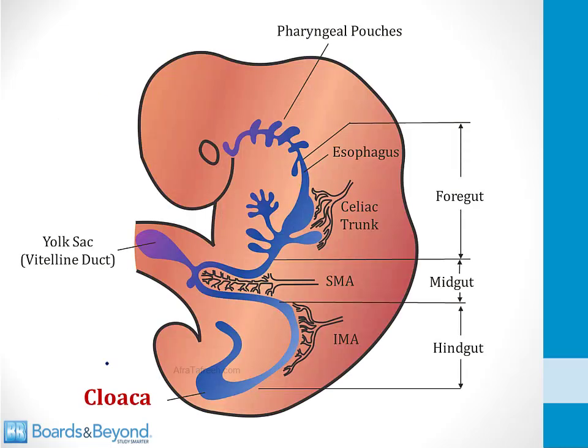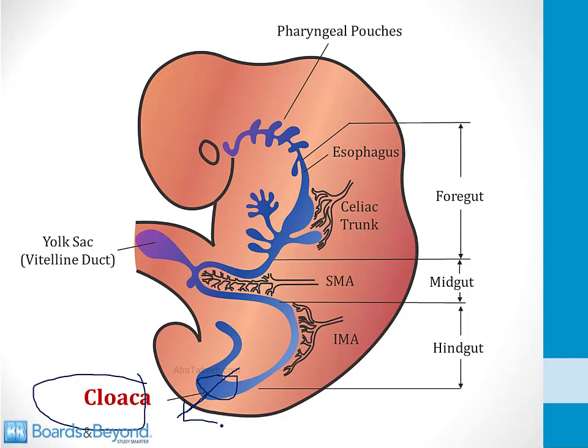Here's a drawing I used to discuss the formation of the gut in the GI video on GI embryology, and I just want to point out that the cloaca is this turn in the gut tube down here at the bottom. It will connect to the exterior of the embryo and form a hole. It will then divide down the middle.